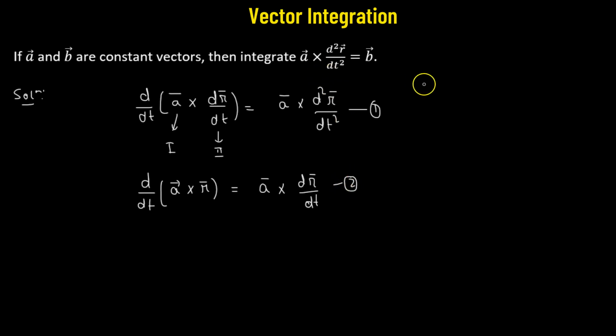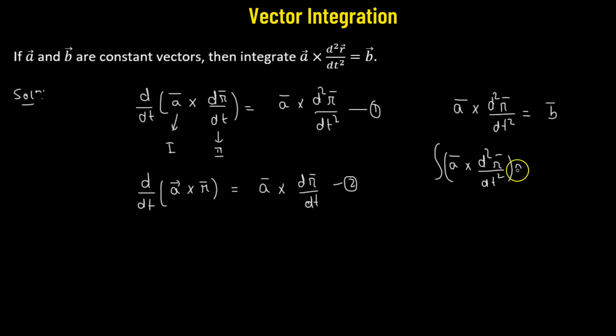Now coming to the question, we have to integrate vector a crossed with the second derivative of the vector valued function r with respect to t equals b vector. So let's integrate both sides with respect to t. So we have the integration of vector a crossed with the second derivative of vector r with respect to t, multiplied by dt, equal to b vector, which is a constant vector, so we have b vector multiplied by the integration of dt.